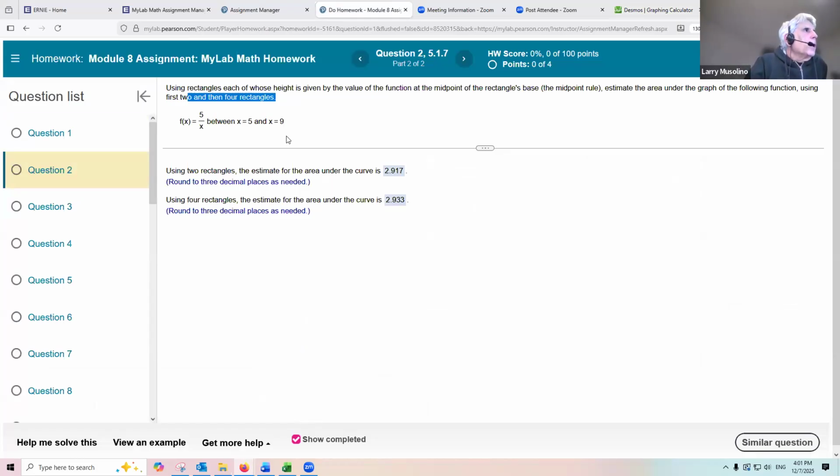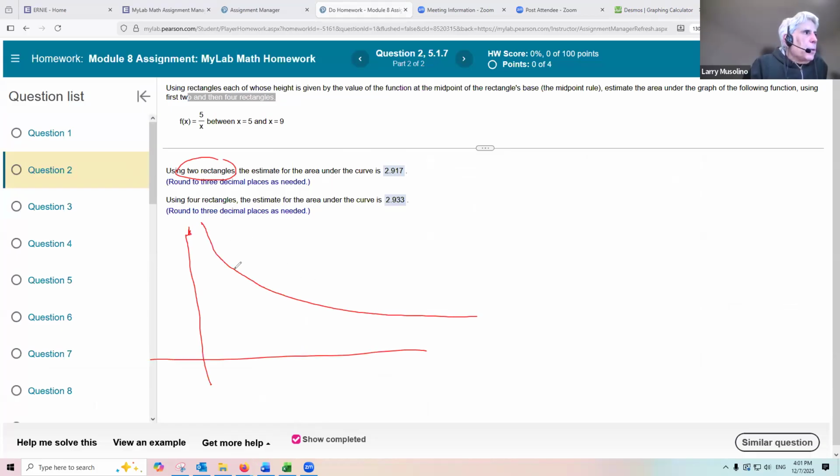All right, let's come up with a sketch. Let's do part A with 2 rectangles. And so let's graph it. So we know the graph does something like this. And we're going from x equal 5 to x equal 9. And we're dividing it up into two rectangles. And so this here in the middle is going to be x equals 7. And let's call this rectangle A, rectangle B.